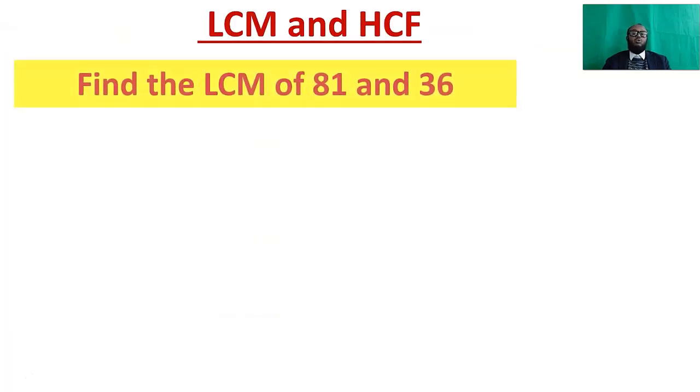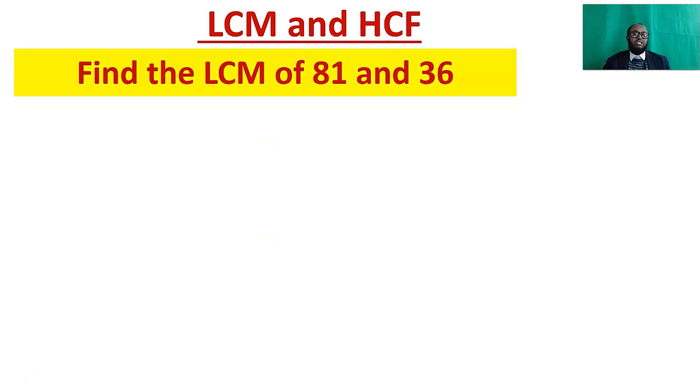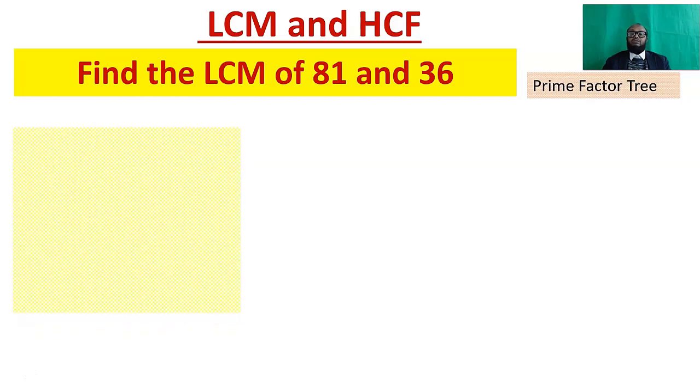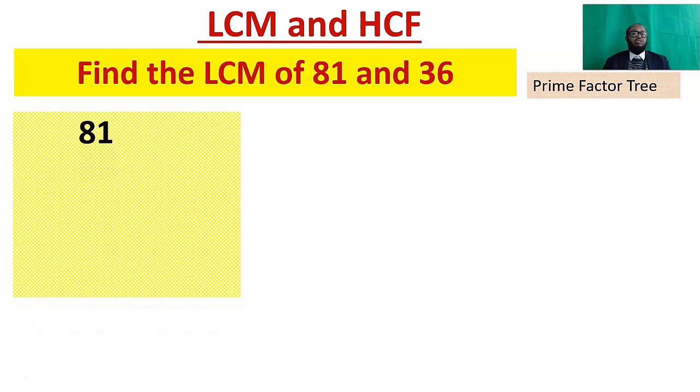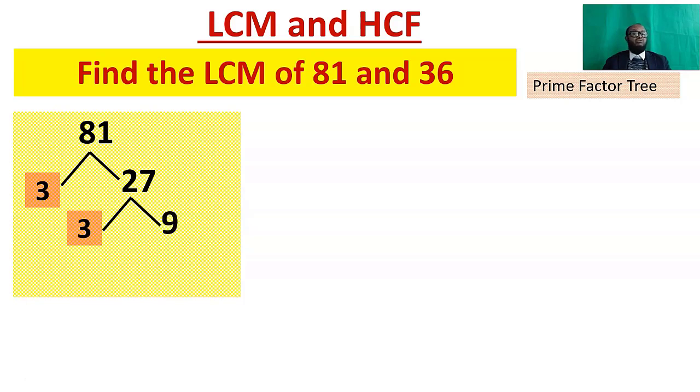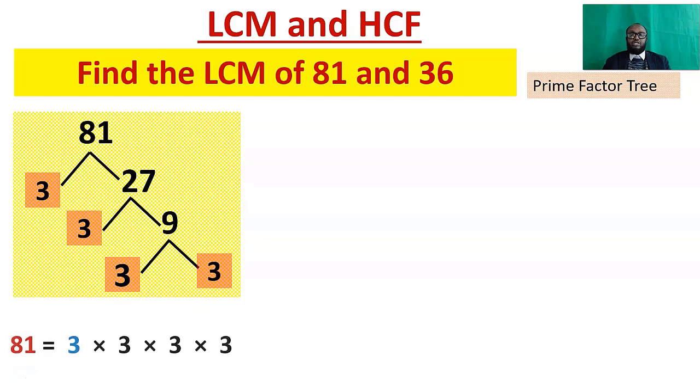Okay, now how do we find the LCM and HCF at the same time using the prime factor tree? Let us do this together. Okay, that's the background. Let's take 81. It cannot be divided by 2, we know it. It can be divided by 3, and it gives you 27. Divided by 3, it gives you 9. Divided by 3, it gives you 3. And if you multiply them, that's what you get for 81.